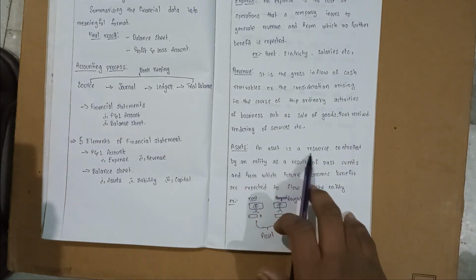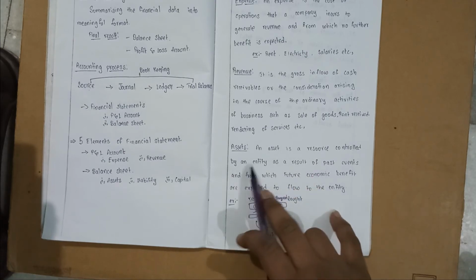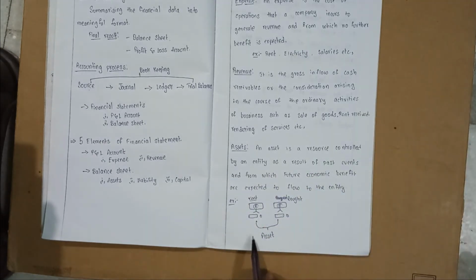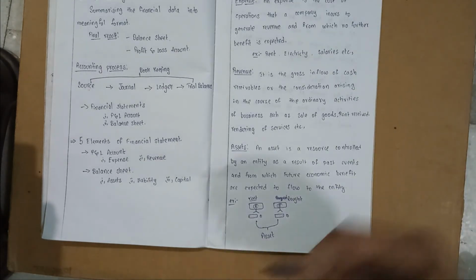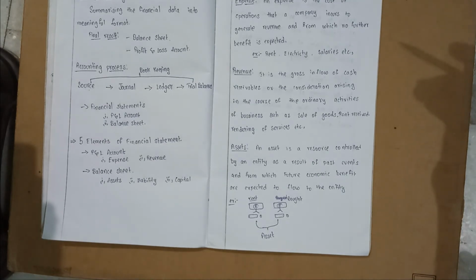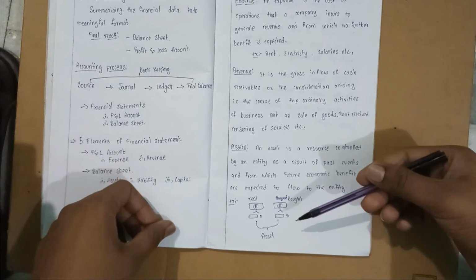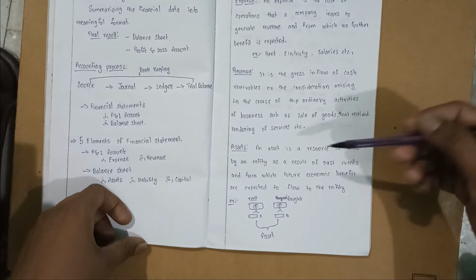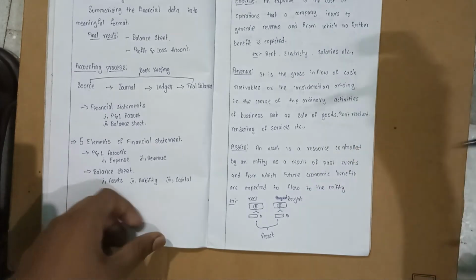Read this point. An asset is a resource controlled by an entity. As we can see, computers will work for 3 to 4 years, so both these computers can give future benefits to the company, so both are considered assets of the company.